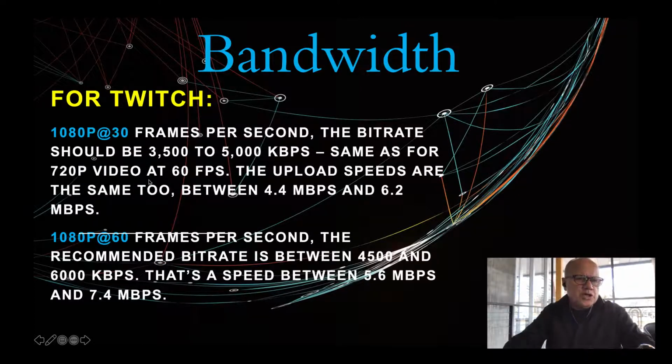Now Twitch here, we're looking right now at 1080p at 30 frames per second. If you remember, the 720 at 60 frames per second pretty much requires the same amount of bitrate, because it was 3,500 to 5,000 kilobits per second, which means you're going to need 4.4 megabits per second, and up to 6.2 megabits per second.